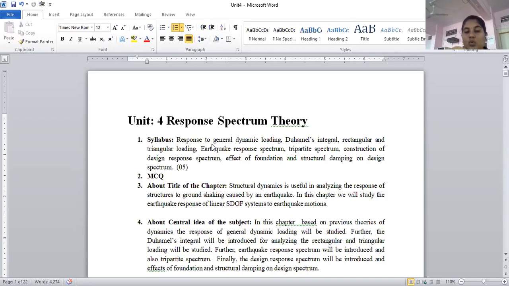Write down: response to general dynamic loading. Duhamel's integral. Rectangular and triangular loading.